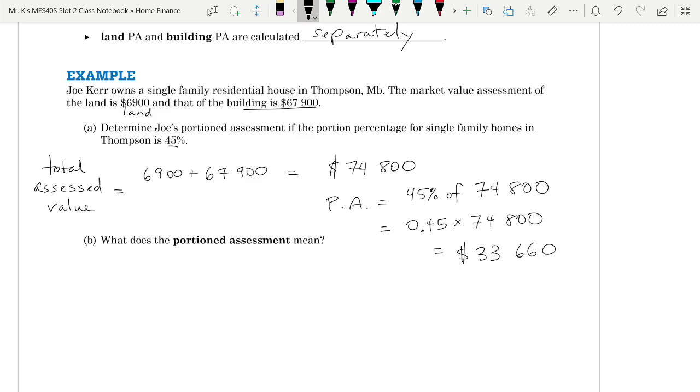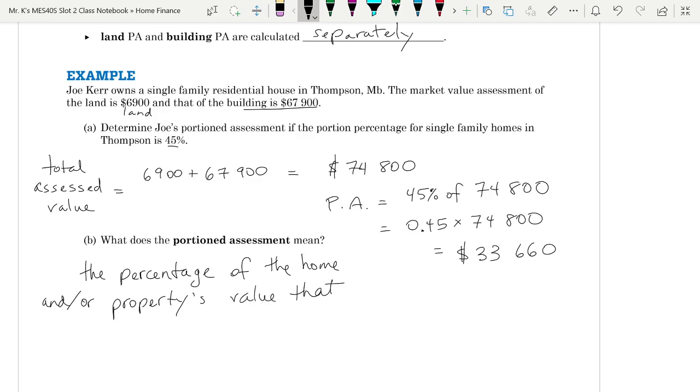So what does the portioned assessment mean? It's the percentage of the home or property value that is being taxed. So you don't pay tax on 100% of your property's value, you pay on 45% of your property's value.